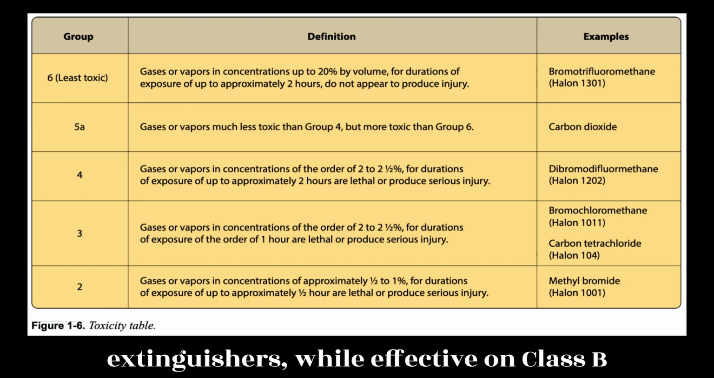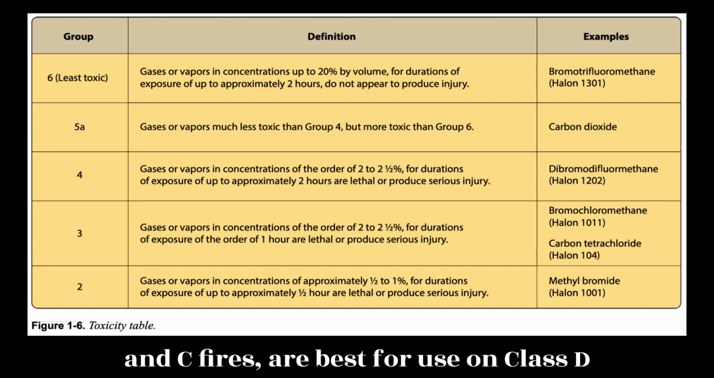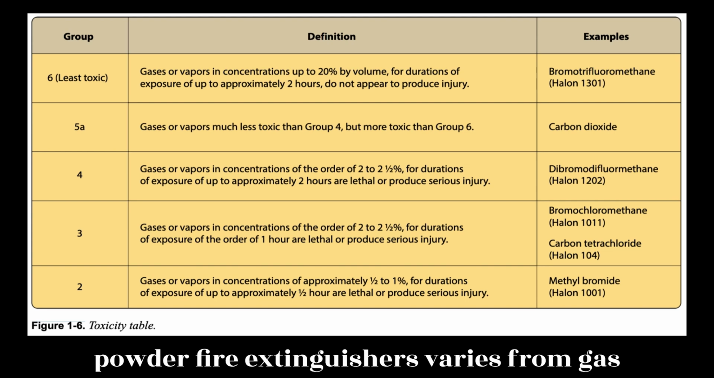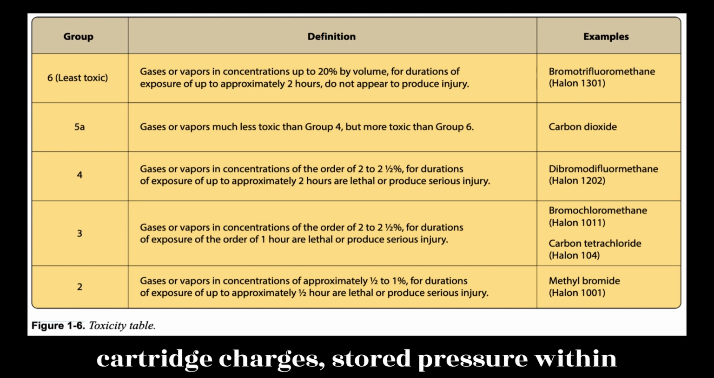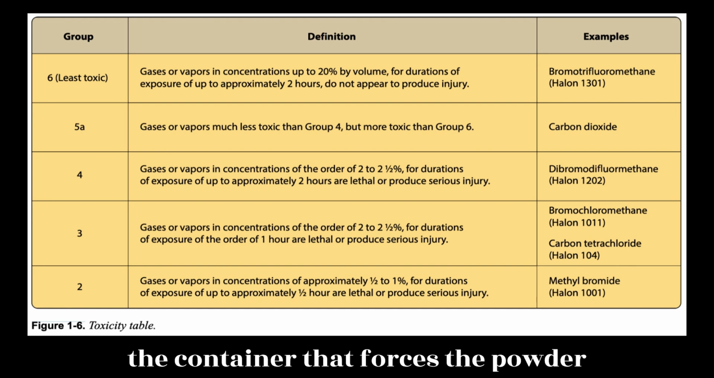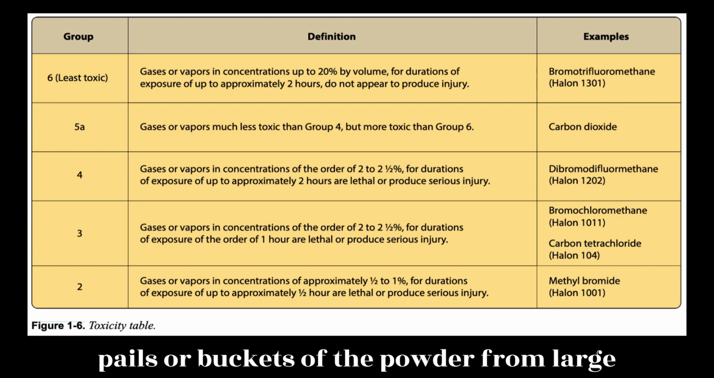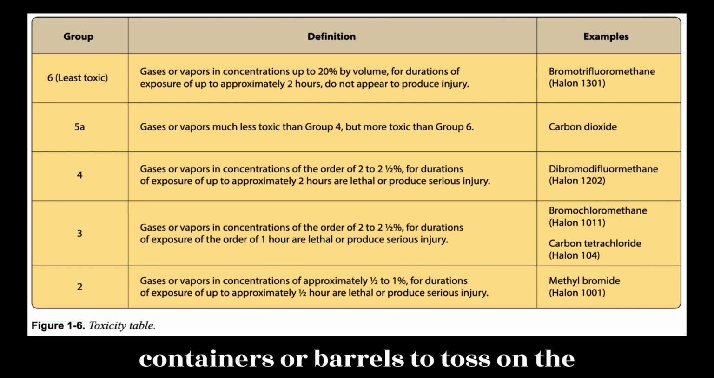Dry powder extinguishers, while effective on Class B and C fires, are best for use on Class D fires. The method of operation of dry powder fire extinguishers varies from gas cartridge charges, stored pressure within the container that forces the powder charge out of the container, to scooping pails or buckets of the powder from large containers or barrels to toss on the fire.